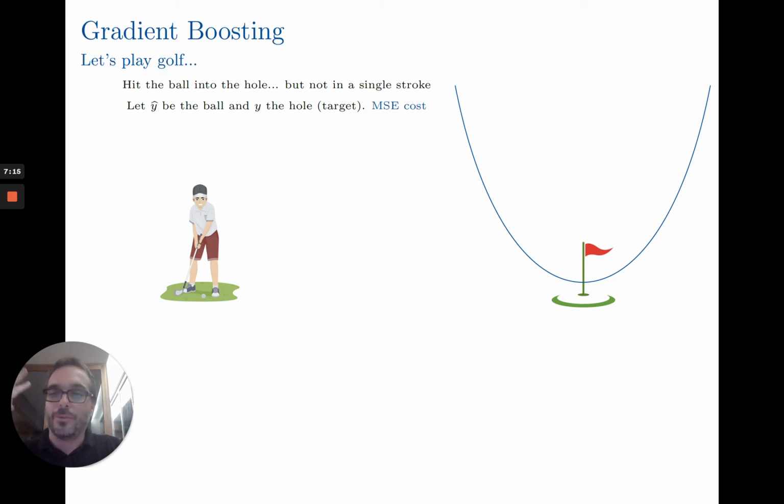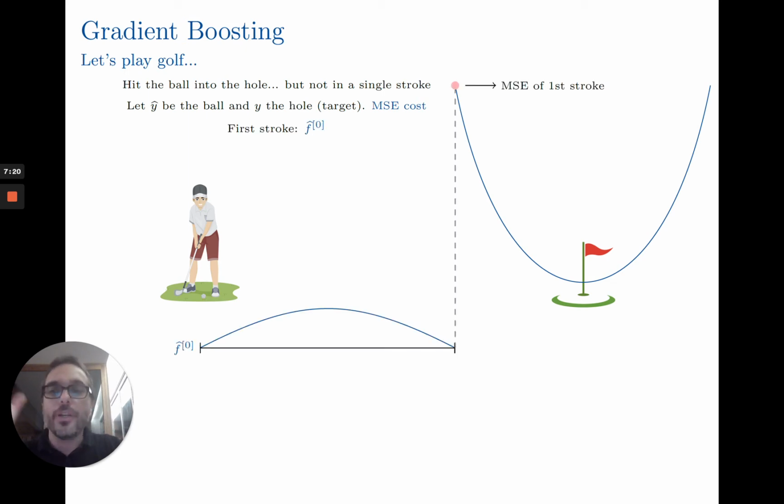So you want to get a prediction as close to the target as possible. So you hit the ball once, you get to that point here, still far from the goal, that's the hole, your target, okay? And you have an associated mean squared error, the MSE for the first stroke, and that's your initial function f hat at the first iteration, okay?